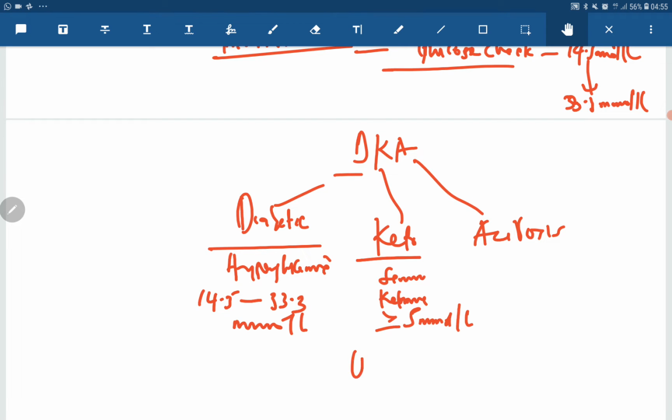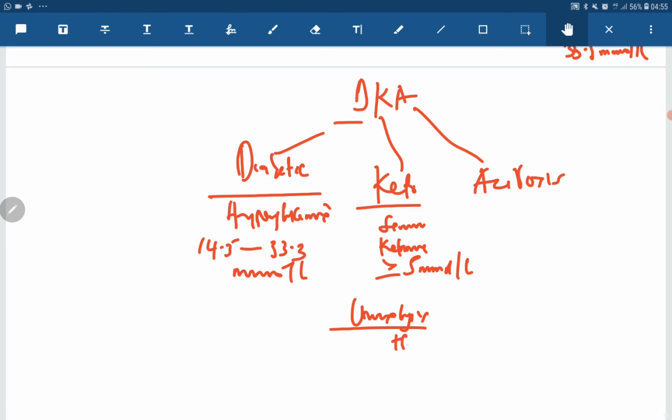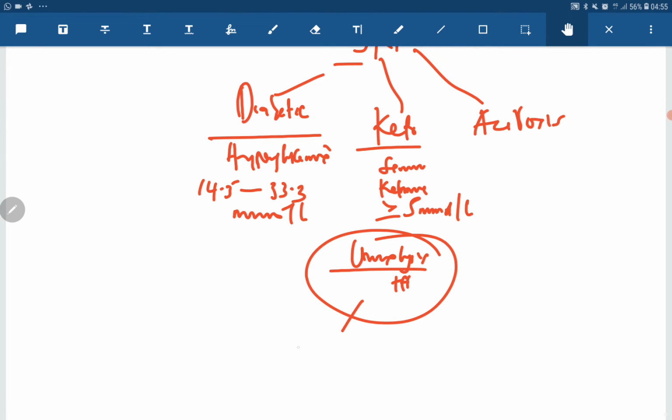And for urinalysis, you look for the presence of ketones in the urine, but you should understand that this can be affected by hydration, and so it will not be that reliable. If you have fewer ketones in the urine, it might be because the patient has not been properly hydrated. So the best way is to use the serum ketone.